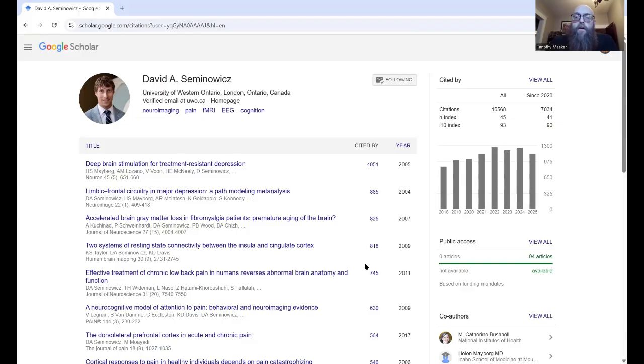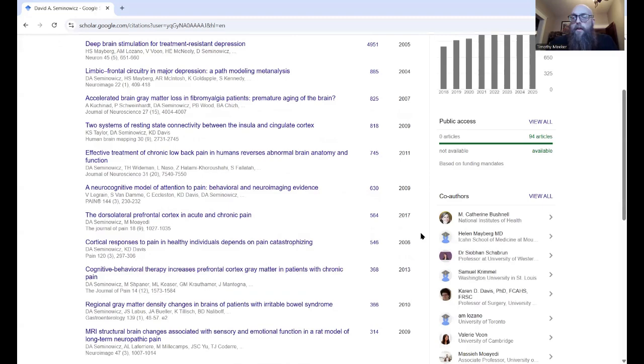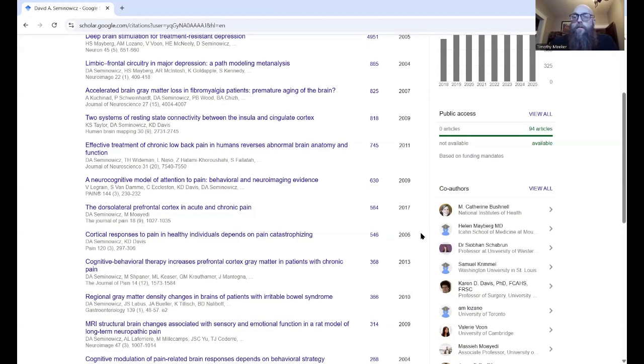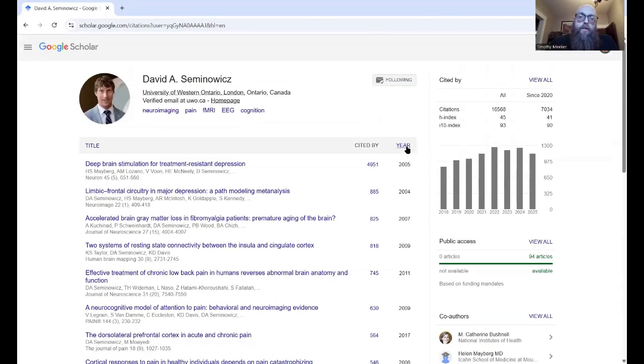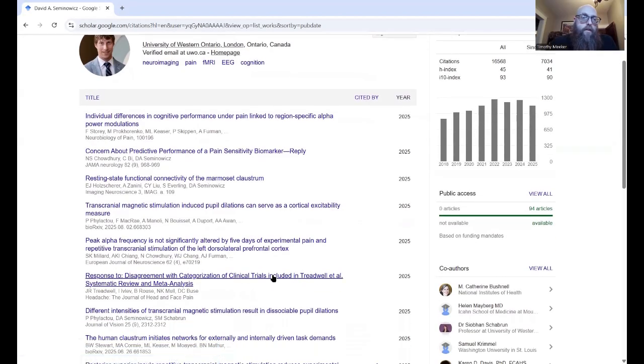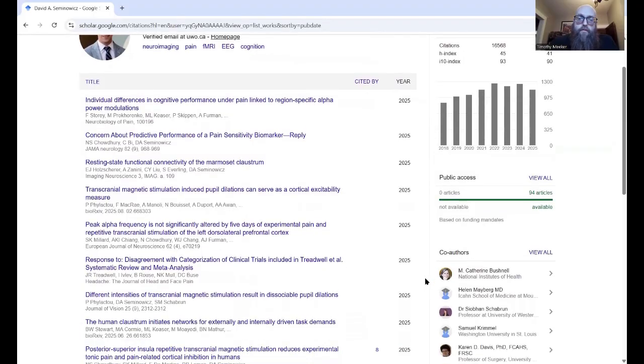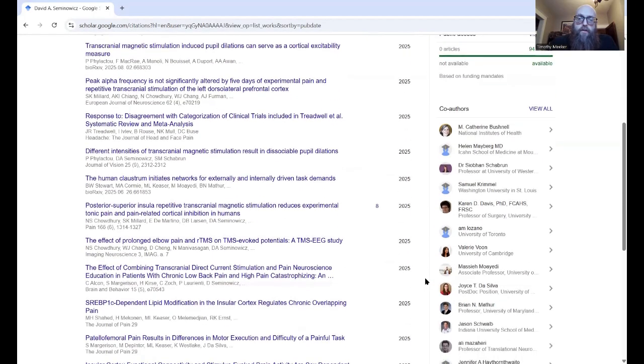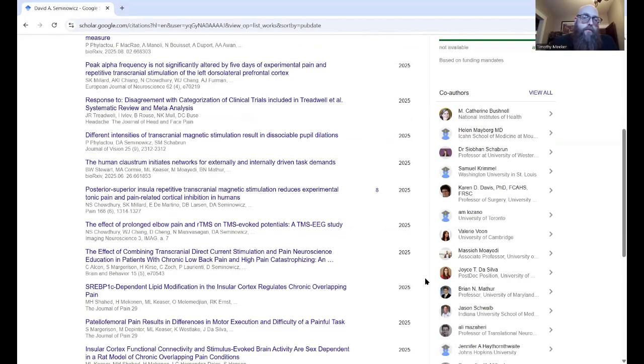His H index is 45. The higher the number, the better. H indexes can be complicated, and I'm not going to worry about that. He has 94 articles that are publicly accessible. And if you look, his highest cited papers are from the 2000s. And he's already published 1, 2, 3, 4, 5, 6, 7, 8, 9, 10 several papers this year.